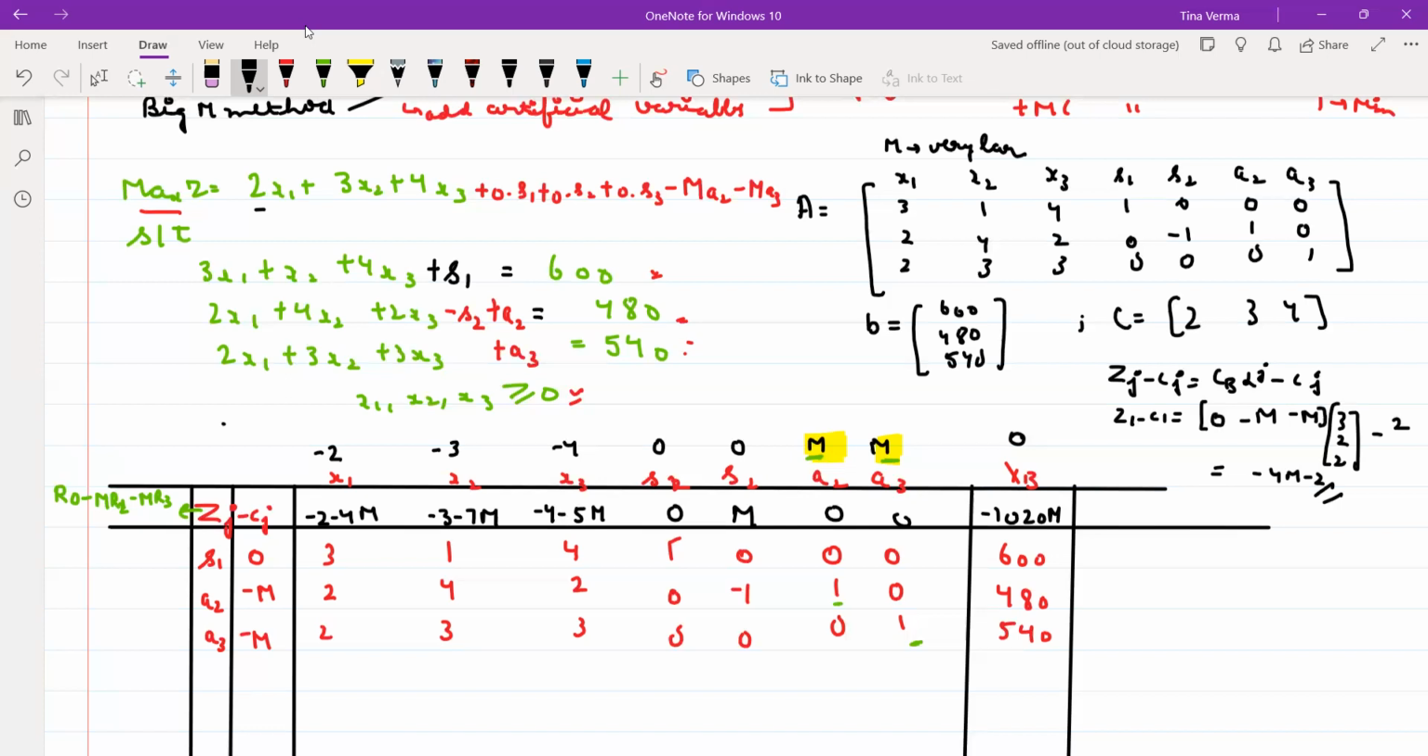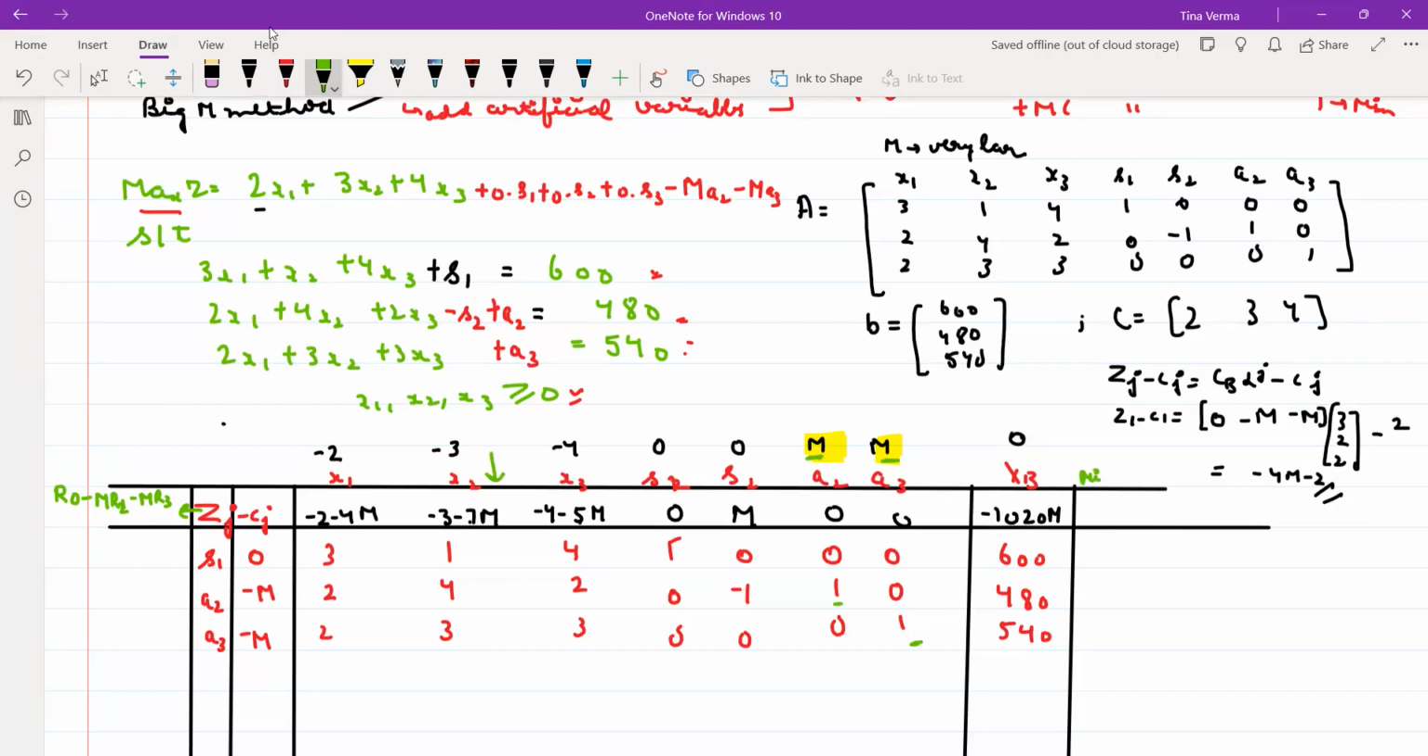So if you cannot stop the iteration, that means there is one entering variable. So how will you decide your entering variable? That is the most negative entry in this Zj minus Cj. If you give M as 1000, it will be minus 4002. If you give M as 1000, it will be minus 7003. If you give M as 1000, it will be minus 5004. And this is 1000. So which is most negative? So that means x2 is your entering variable.